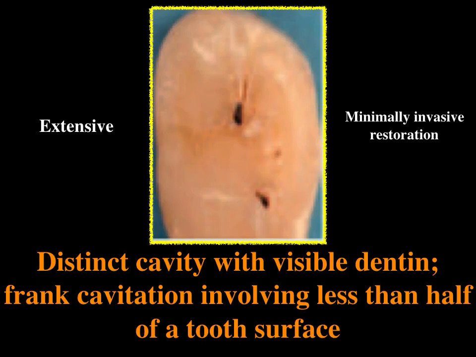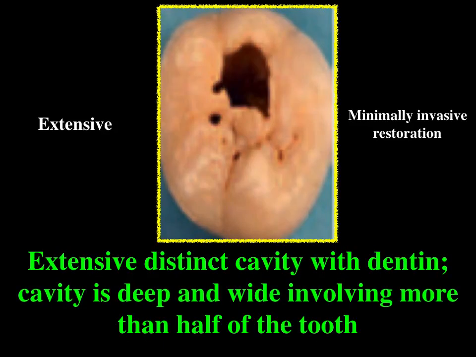In extensive caries, in this picture, there is a distinct cavity with visible dentine; we can see the cavity in the dentine. Frank cavitation involves less than half of the tooth surface. This is a deep cavity. This is treated by minimally invasive restoration. Extensive distinct cavity with dentine: the cavity is deep and wide, involving more than half of the tooth. This is treated by minimally invasive restorations.